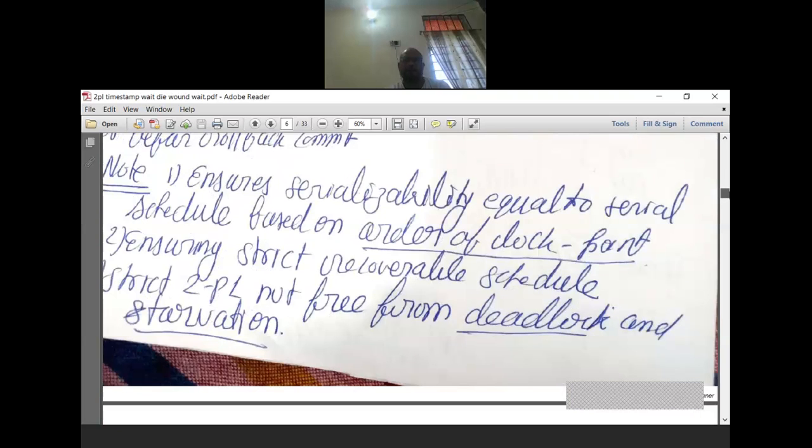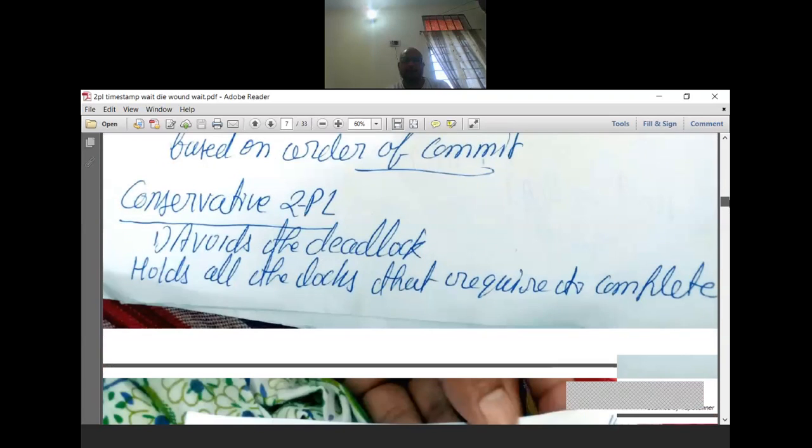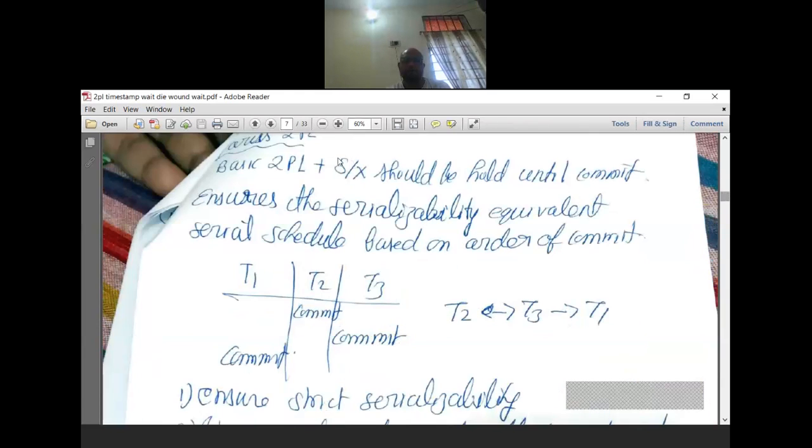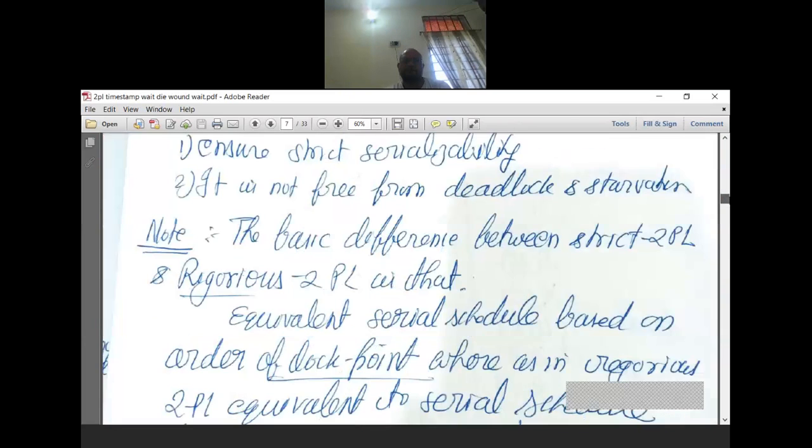And rigorous 2PL I already told you. In rigorous 2PL, what is happening? Shared and exclusive locks, both the locks it is holding, it cannot unlock before the commit or rollback of the transaction. So I think today's class is over.